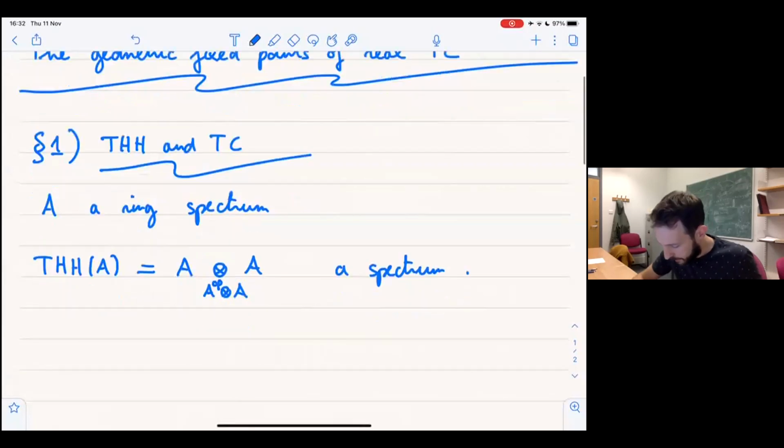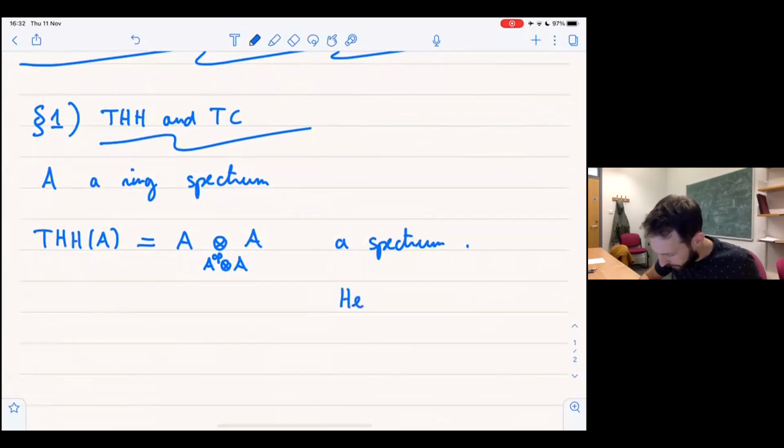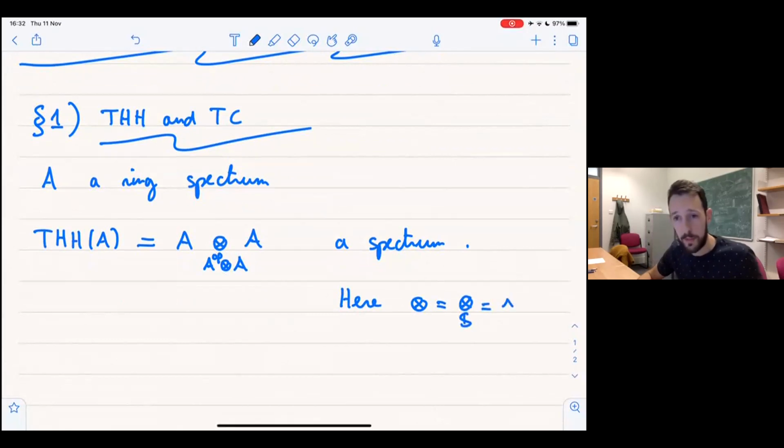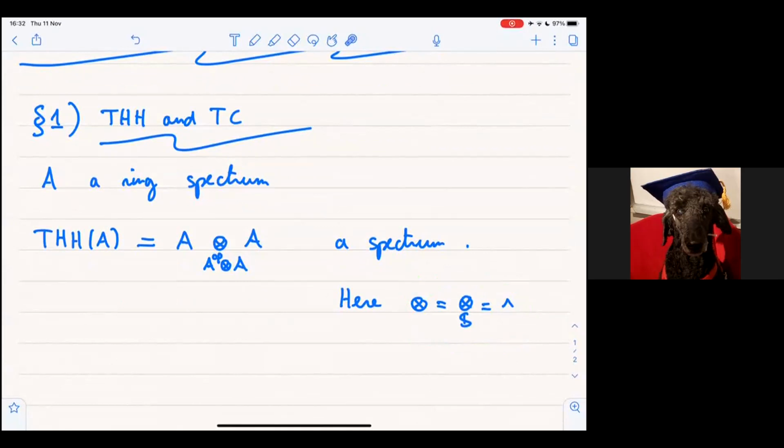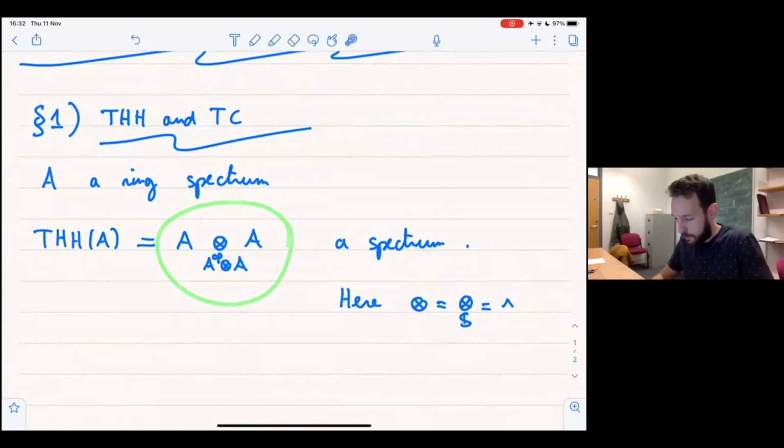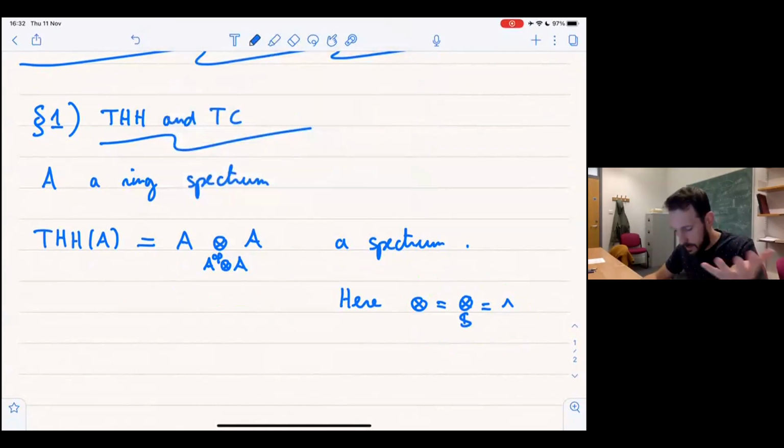Here, I'm going to try, during the talk, for tensor to mean tensor over the sphere, also known as the smash product. I hope I'm not going to get in trouble later on with the usual tensor product of abelian groups, but let's see. Okay, so this is a spectrum you can get out. But if you are a bit more clever, you can actually see that this has more structure.